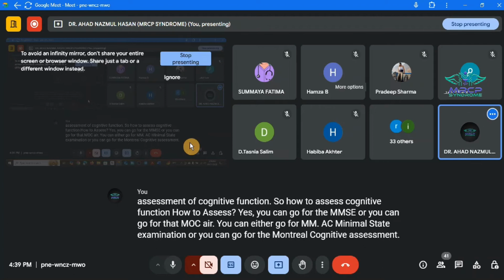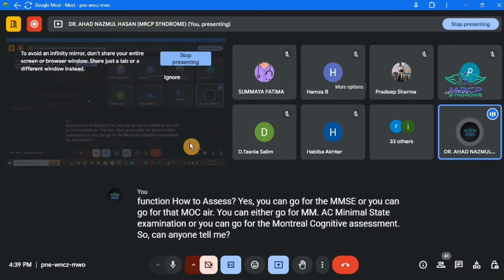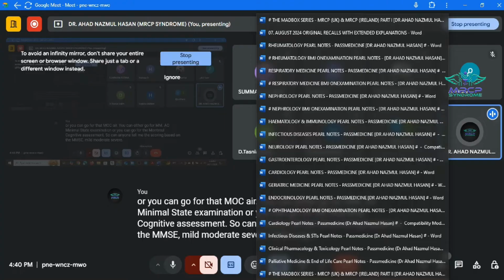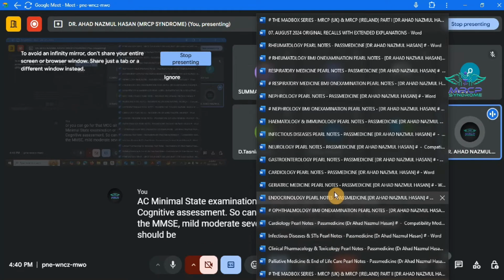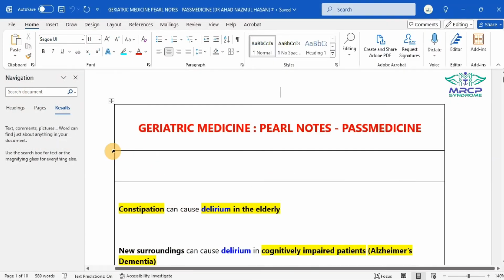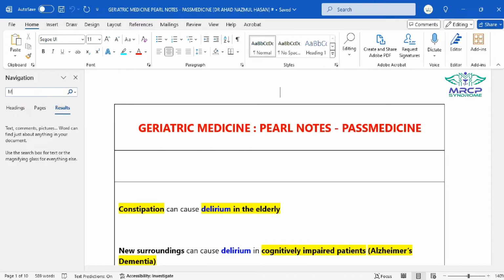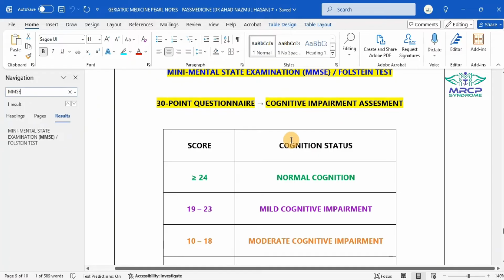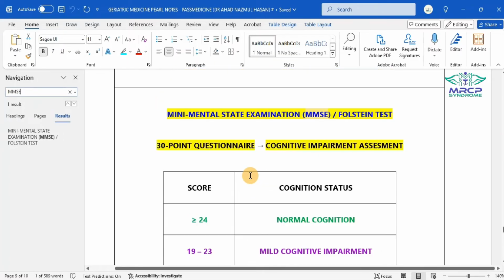So can anyone tell me the scoring based on the MMSE? Mild, moderate, severe, mild cognitive impairment. What should be the MMSE score? 19 to 23, and 10 to 18 moderate, and less than 10 or 9 severe. So this is also known as the Folstein test. And normal cognition, usually the total score is 30.